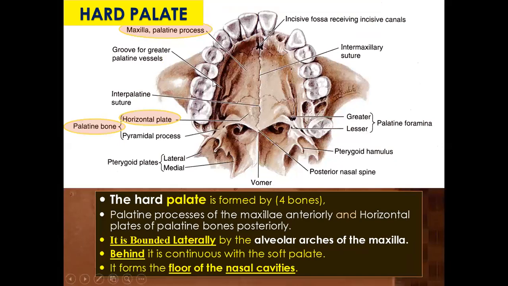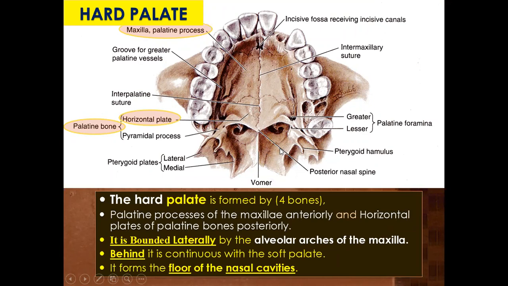This bony part here is called the alveolar arch, into which the teeth are fixed. These are teeth fixed into the bone. This is called the alveolar arch. Behind it is continuous with the soft palate. It is not shown here because this is only the bones. Behind this bony part will be the soft palate.